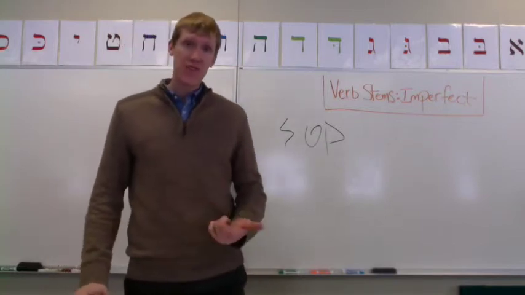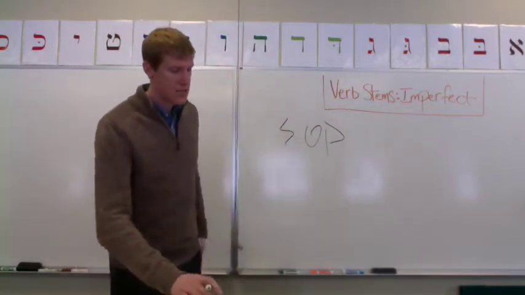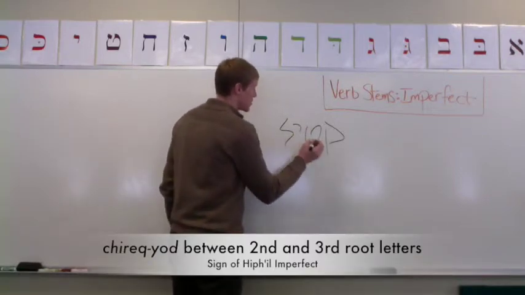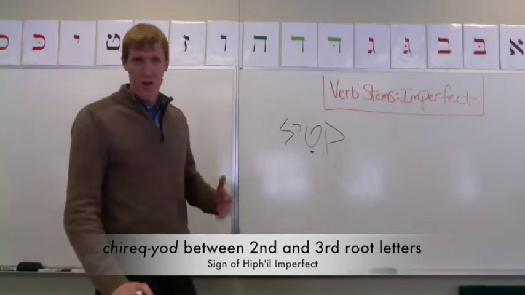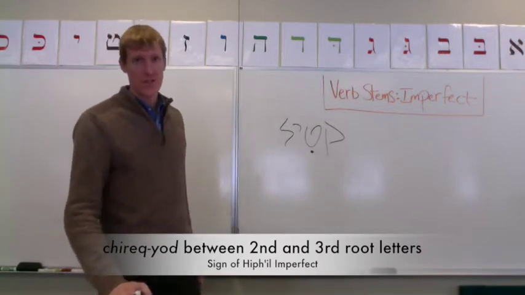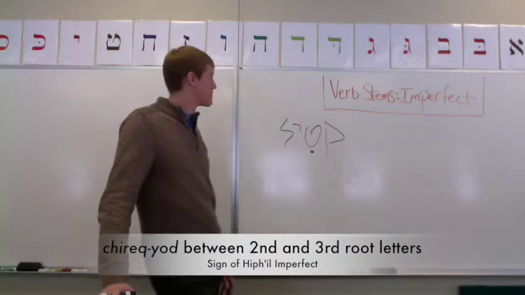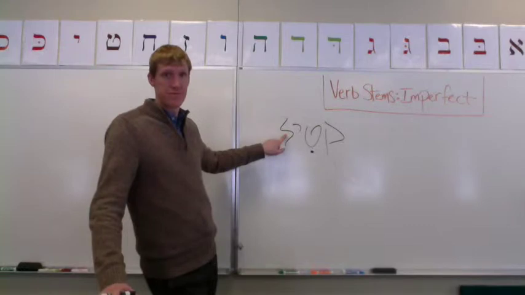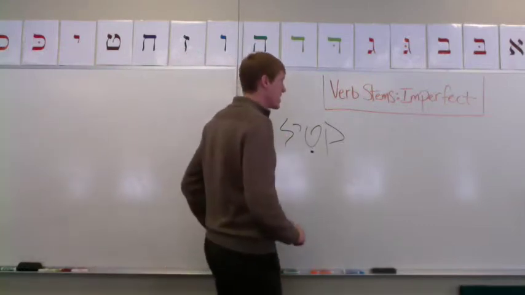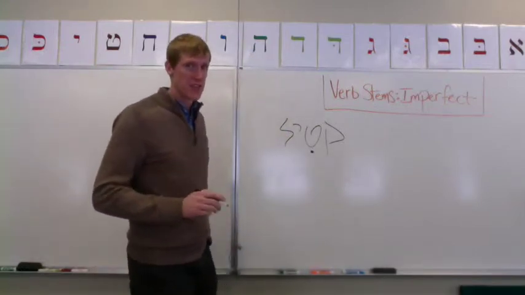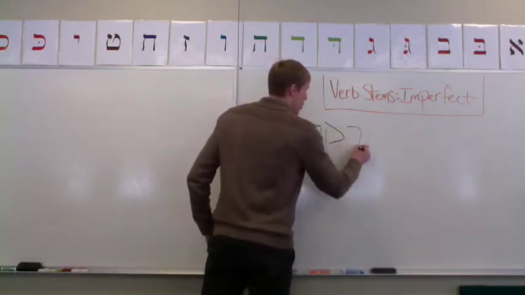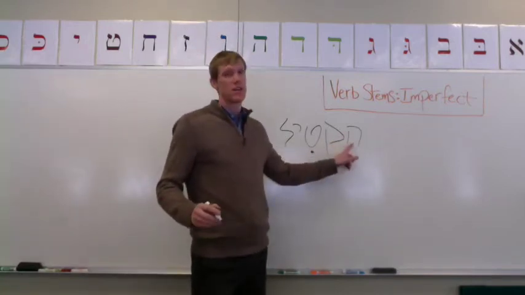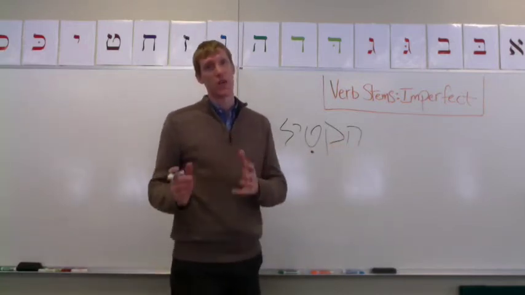Now the Hiph'il is a slightly interesting one in that you have your hirik yod, which is a normal part of the Hiph'il verb stem sign. Hirik yod between the second and third root letter. But the difference about the Hiph'il is that there's no hey on the beginning, because the hey, like the noon of the nifal, is a weak letter.